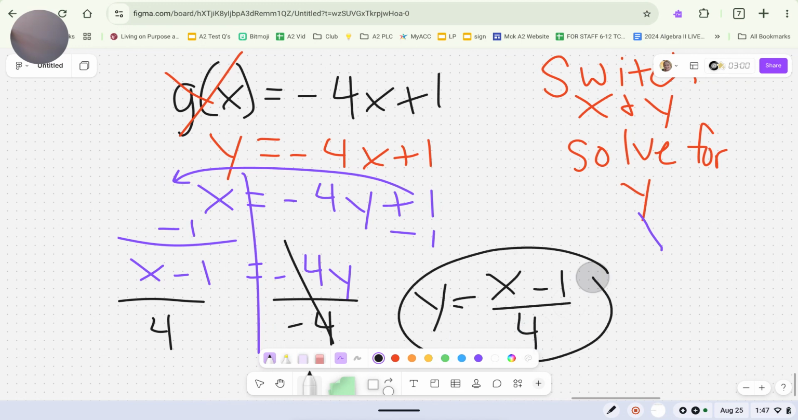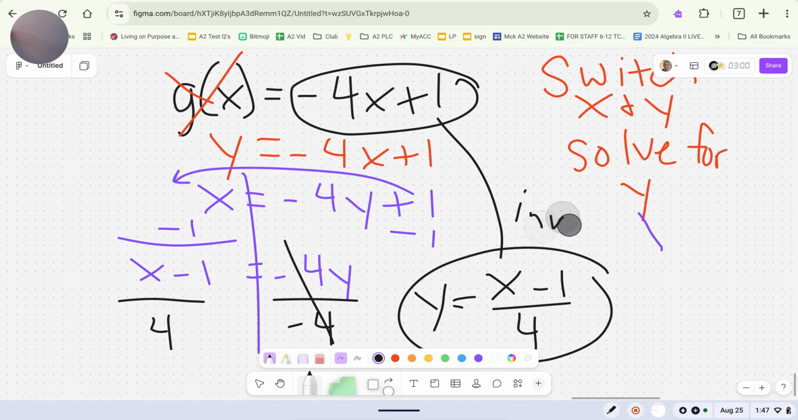So this is the inverse to that. That is what the inverse function is. That's how you find it. On all your questions, it gives you two different equations and says, is this the inverse or is it not? So I'm going to give you an example. I'm going to do another one.